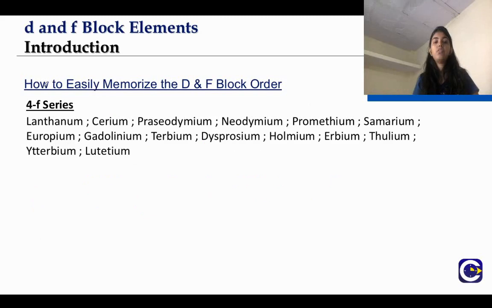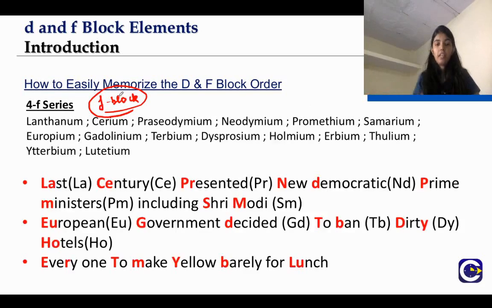Next, how to easily memorize the F block series. So in the F block we have two series, that is the 4F series and the 5F series, right? So the 4F series you can remember as: last century presented new democratic prime minister including Shri Modi, right? So this is lanthanum, cerium and so on till Sm. Then European government decided to ban dirty hotels. Everyone to make yellow barley for lunch.